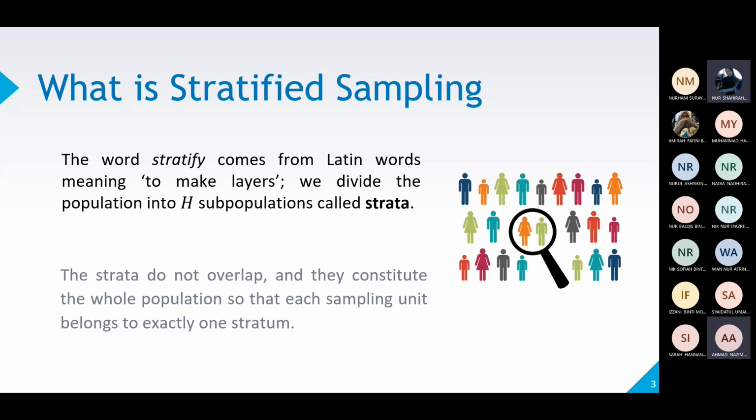The word stratified comes from Latin words, and it means making layers. We divide the population into H subpopulations called strata. And the strata do not overlap, and they constitute the whole population so that each sample unit belongs to exactly one stratum. For example, male and female. Male and female do not overlap with each other, right? So if we have a population that consists of male and female, therefore we can have two strata.